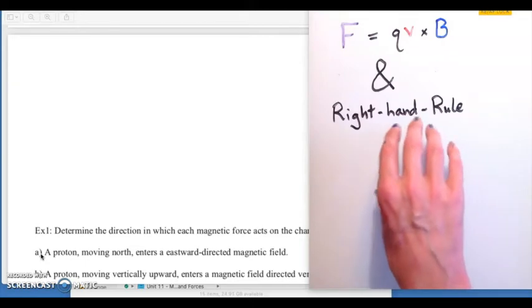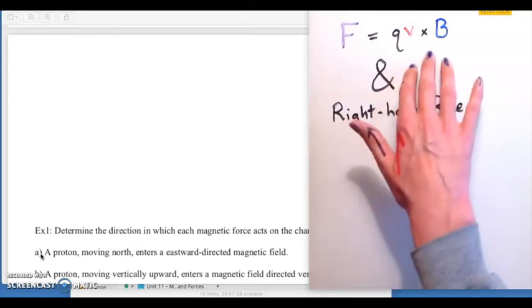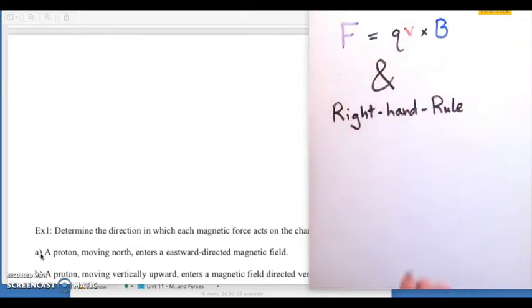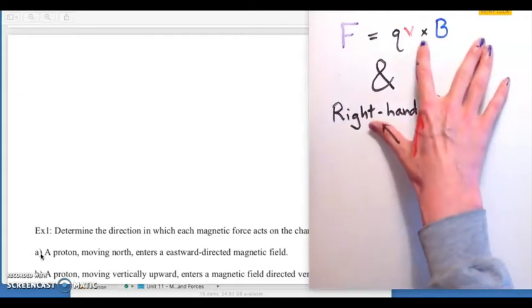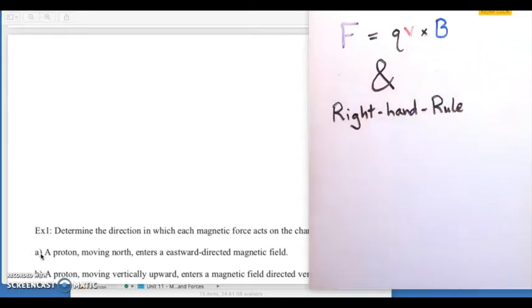Don't worry. In the equation qv cross B, we've said what all the individual pieces are, right? Charge, velocity, magnetic field strength. But what we haven't talked about is this little x right here. It is not just a multiplication x. It's a cross product. I seem to remember cross products somewhere else in physics.